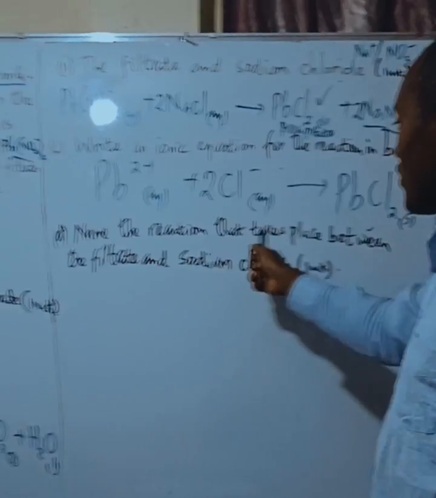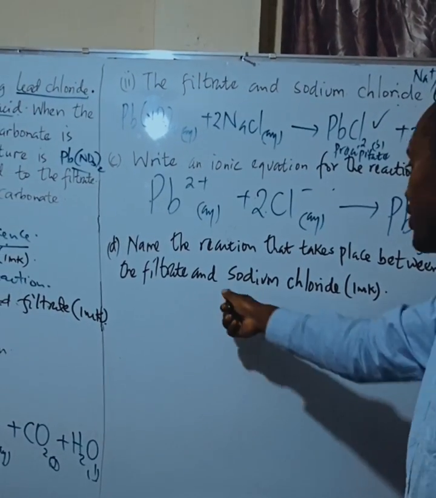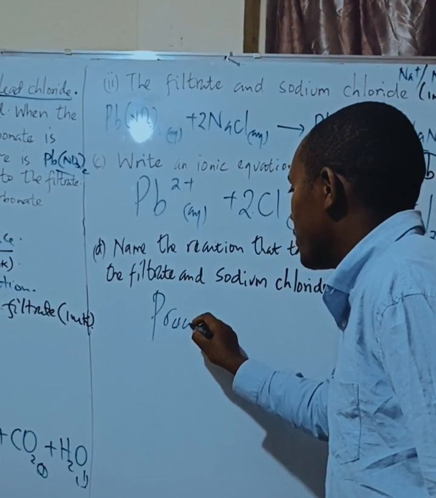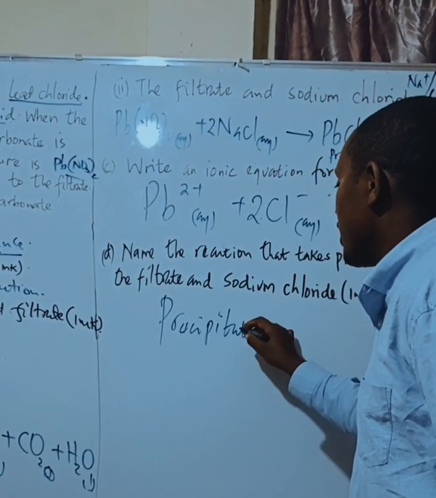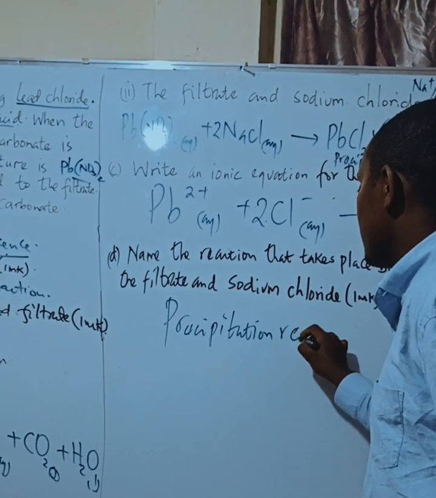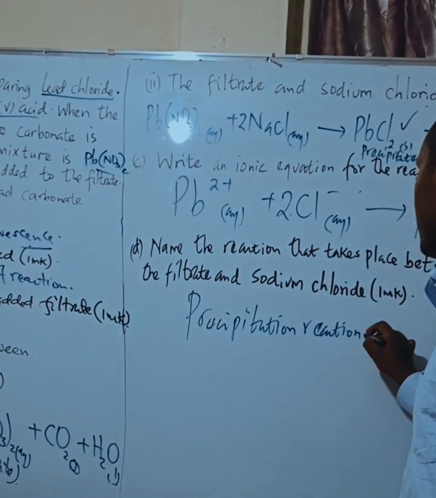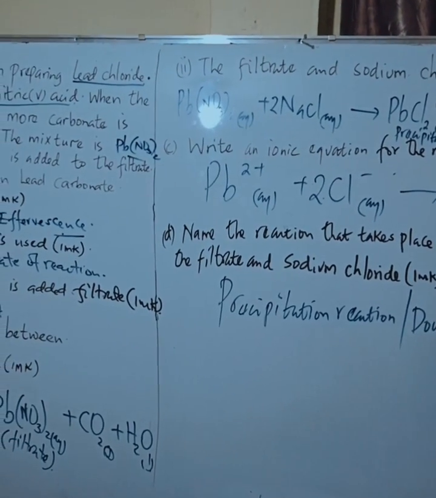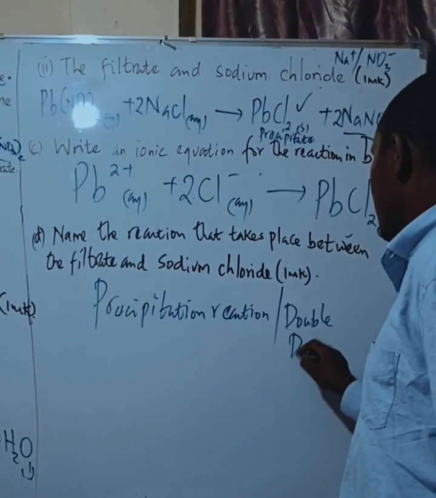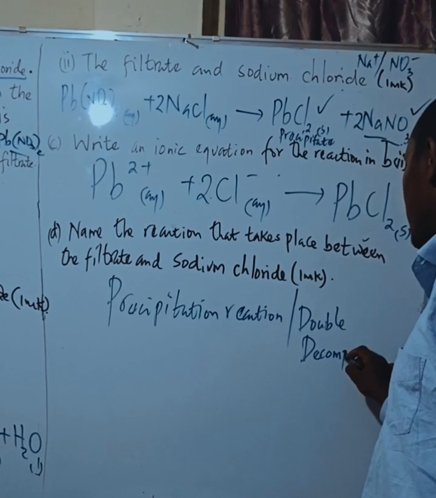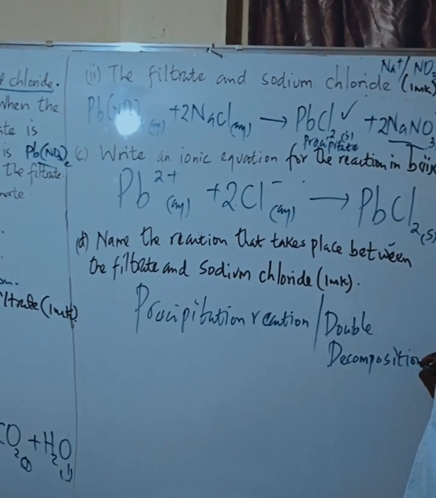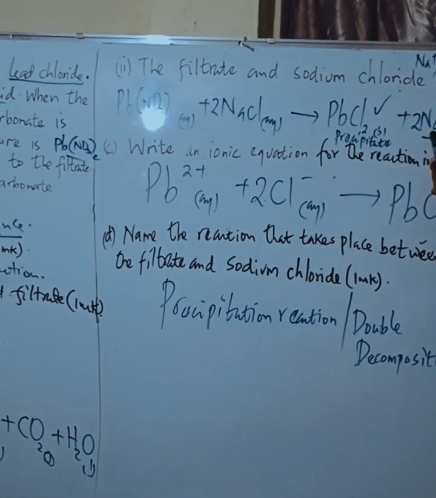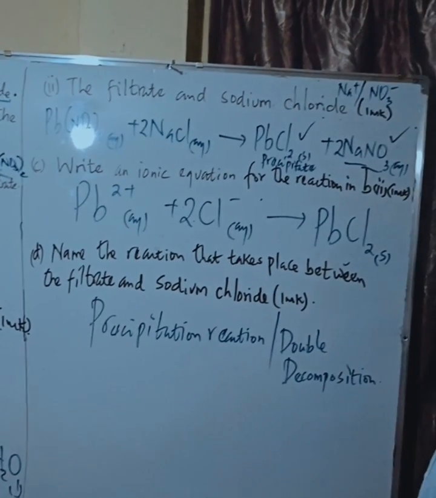So this is the ionic equation. Name the reaction that takes place between the filtrate and sodium chloride. This is a precipitation reaction, or double decomposition. This is the type of reaction in which solids are formed from aqueous solution.